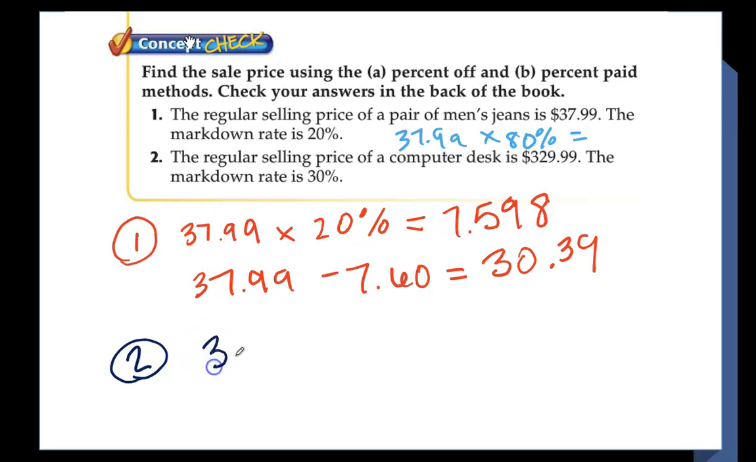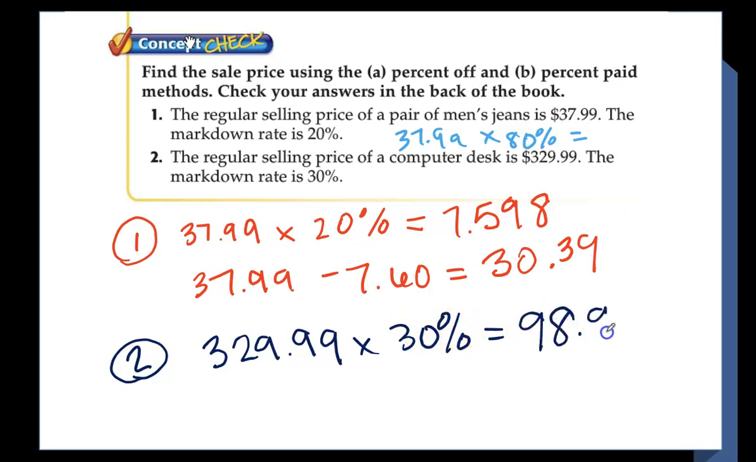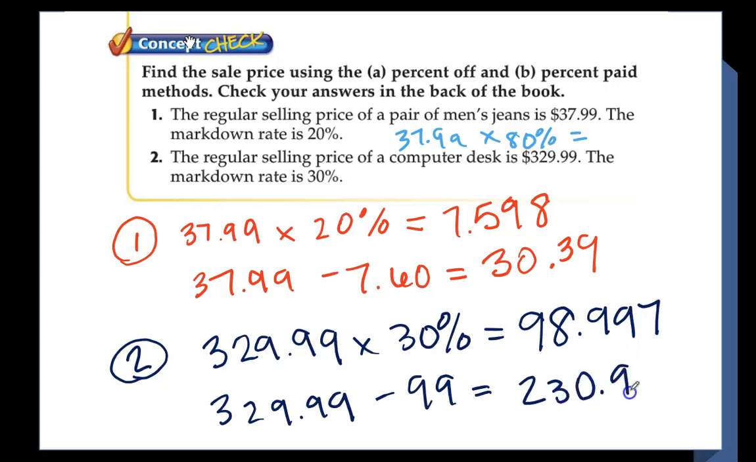your desk is $329.99. The markdown rate is 30%. You multiply that, and you get 98997. So again, you're going to be rounding this, and with the 7, you're going to round this up and round this up and round this up. So now you're going to have $329.99. Subtract $99, and you get $230.99. Again, if you're good at math, 100 subtract 30 is 70.